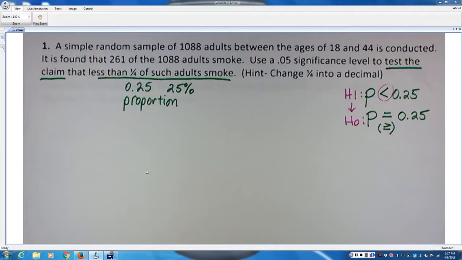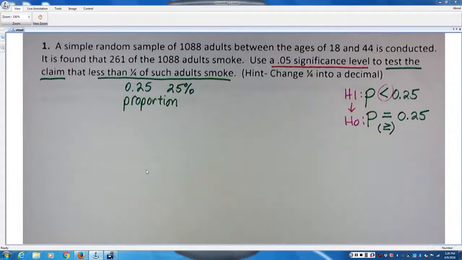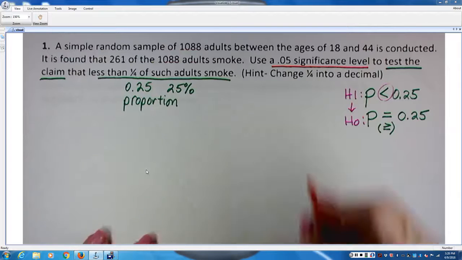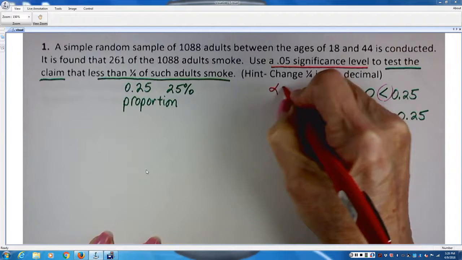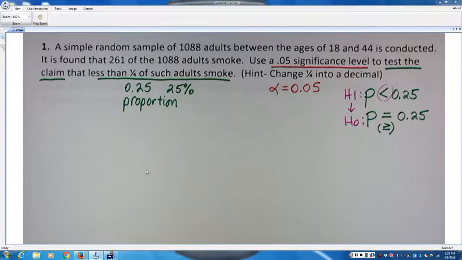So then we go on and we start looking for the other parts of the information. The beginning of that sentence about the test says use a 0.05 level of significance. A 0.05 significance level tells us that alpha is going to be 0.05. And that's going to be important because we're going to use the sample information to get a p-value to compare to alpha to make a decision.